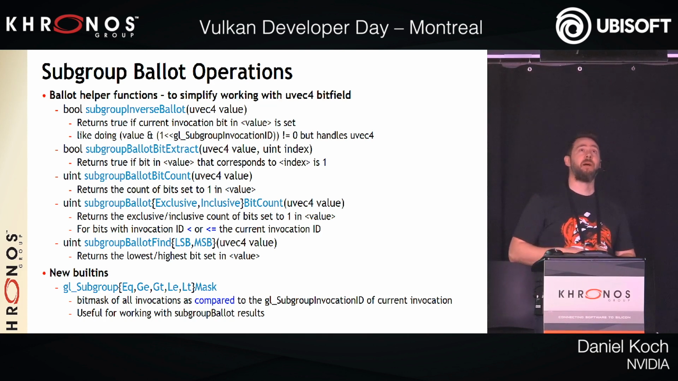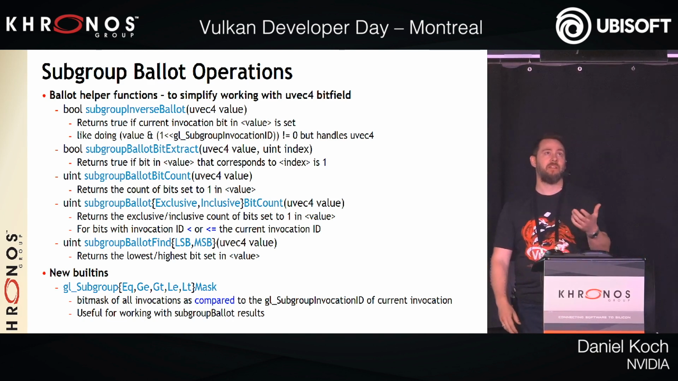So subgroup inverse ballot sounds complicated, but it's basically just a simple way of saying, okay, did my current thread evaluate that ballot to true or not? What you pass into these functions, the uvec4 value, is basically just the result of a previous subgroup ballot call. So you can bit extract, pull the specific bit out so you can check if it was true or not, and bit count to count the number of lanes that the computation evaluated true in.